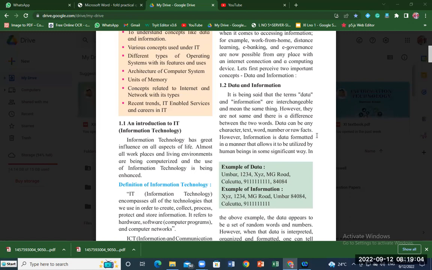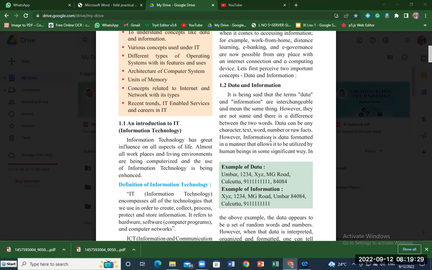It is just raw facts. But I can't understand it. There is no sentence, there is no grammar for it. I just have randomly written down the words. That kind of raw material, what is in my mind and what I have put on the paper, is data. Data can be any character or text or word or number or raw facts.